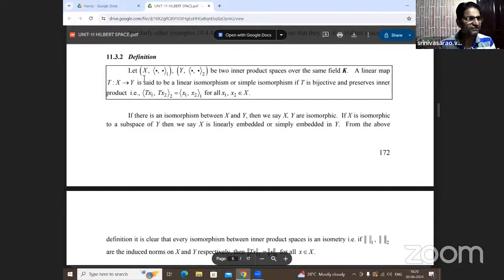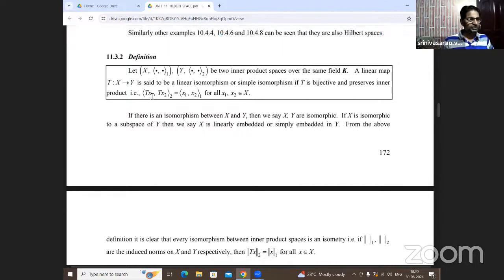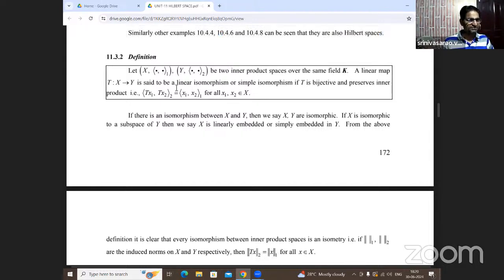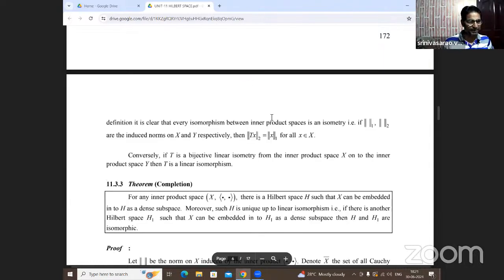Now we must define, with respect to the mapping capital T from X to Y, what is said to be a linear isomorphism. That is the definition of a bijective map that preserves the condition: the inner product of Tx1, Tx2 in Y equals the inner product of x1 and x2 in X. So that is the linear isomorphism, or simply isomorphism. This definition is also very important.